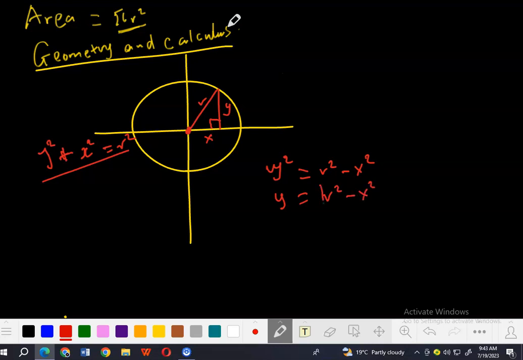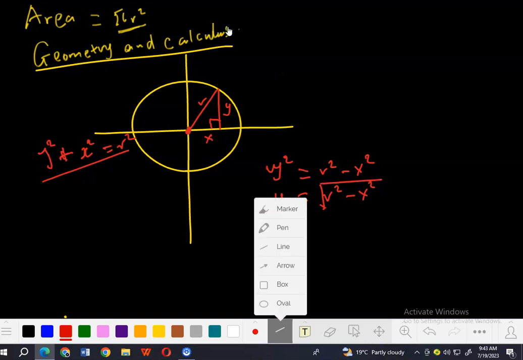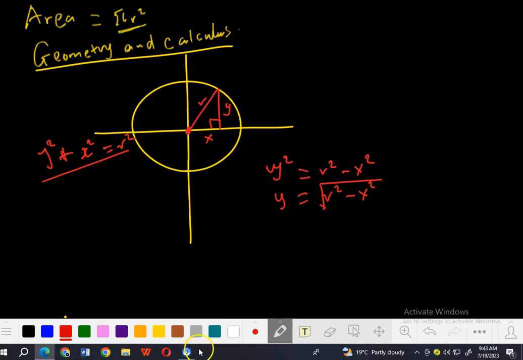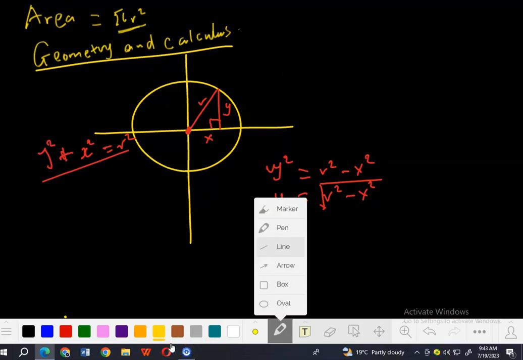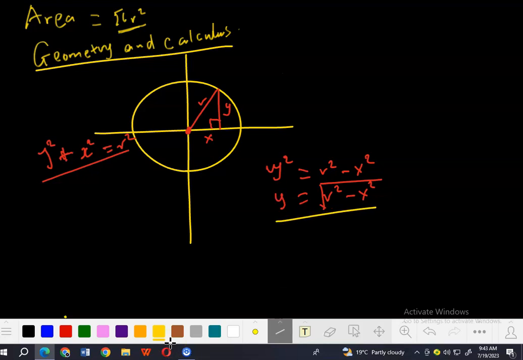So to get our y, we take the square root of this side. Can you do that? Take the square root of this. Yes. You have done that, eh? Yes. So this equation that you can see here is what we call the equation of a circle in geometry.